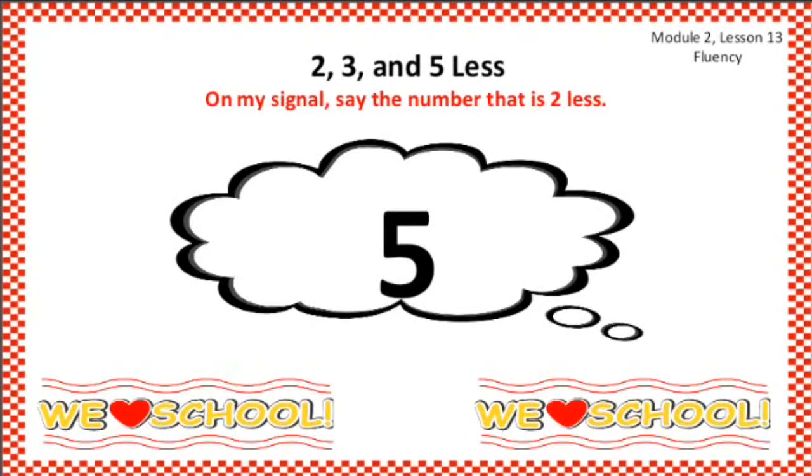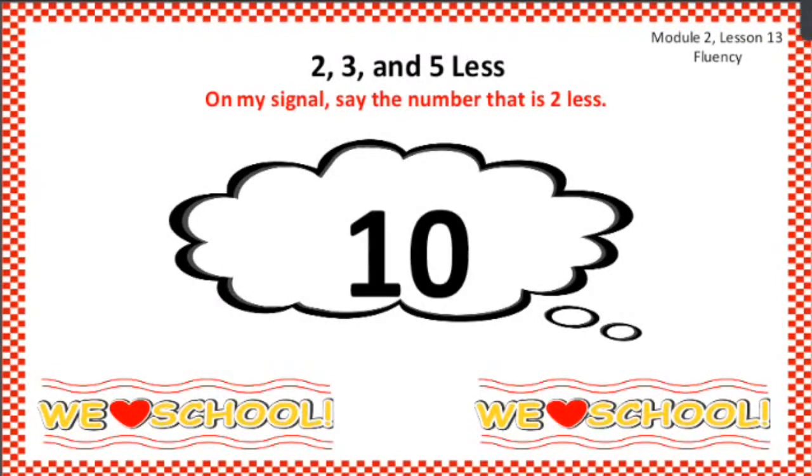On my signal, say the number that is 2 less. We have 5, so 2 less means take away 2. So take away 2 from 5, what will be left? 3, very good. What about 8? Take away 2 from 8. 6, very good. What about 6? Take away 2 from 6. 4, very good. What about 9? Take away 2 from 9. 7. Now we have 7. Take away 2. 5. What about 10? Take away 2. That will be 8.